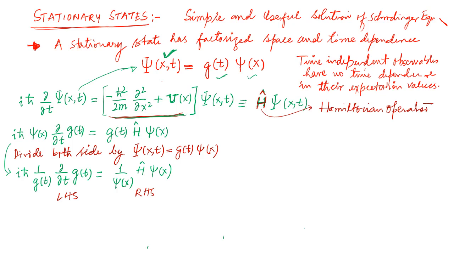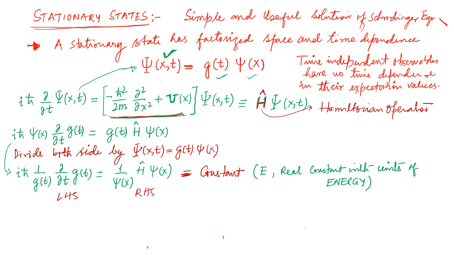So this is meaningful only when these are equal to, they are not something, they are just a number, and these numbers are basically equal to a constant, and this constant is written as E, which is a real constant with units of energy. Why units of energy?